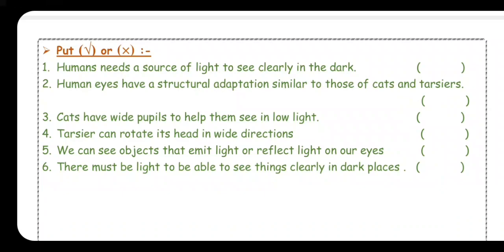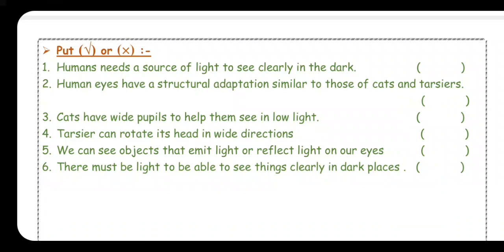Number 2, a human eye has a structural adaptation similar to those of cats and tortoises? No. Number 3, cats have wide pupils to help them see in low light. Right. Number 4, a tortoise can rotate its head in wide directions or in all directions by 180 degrees.